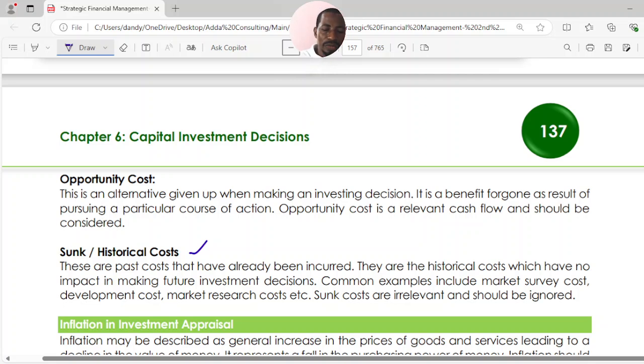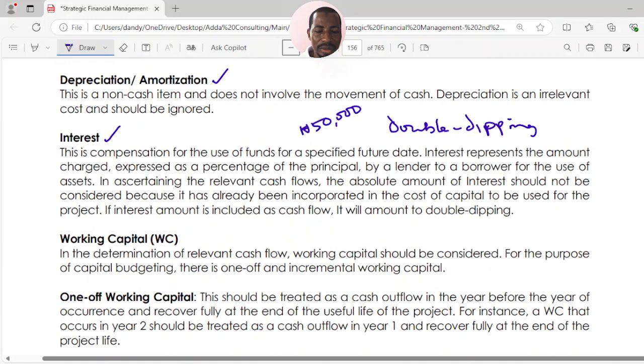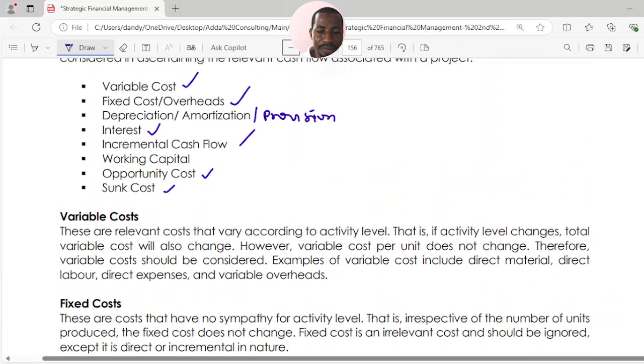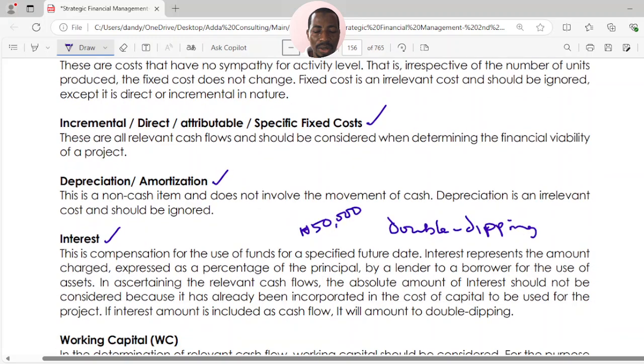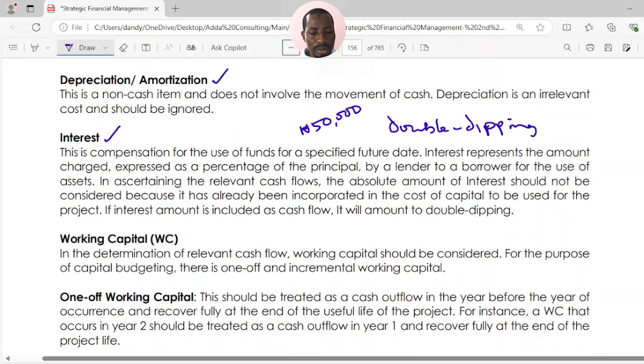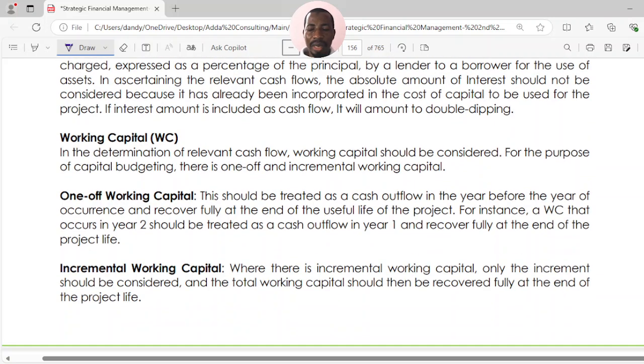So finally, let's talk about working capital. This is very common in a question, especially at this level. So what do you understand by working capital? Working capital represents the difference between current asset and current liability.